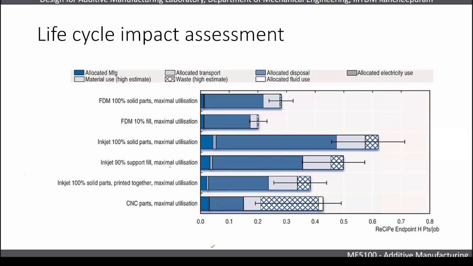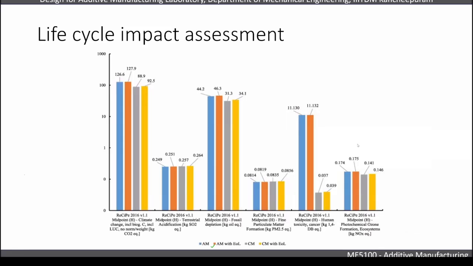Now you can see FDM, inkjet manufacturing, which is binder jetting, to CNC, you can very easily compare. And sometimes when parts are combined together, how the material efficiency improves. And if you make completely solid parts without any infills, density reductions, how much happens? Material efficiency is like how poor that is. So you can compare with life cycle assessment.